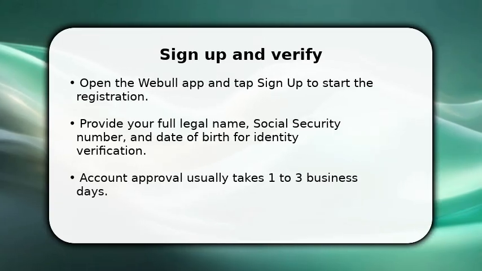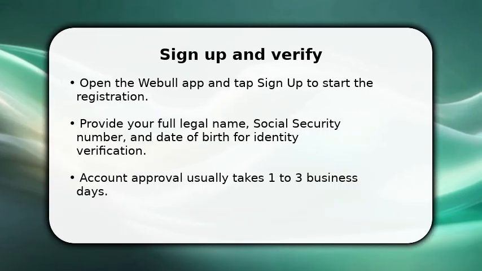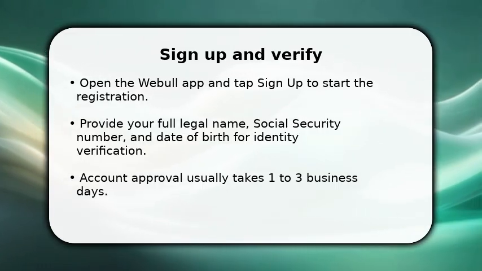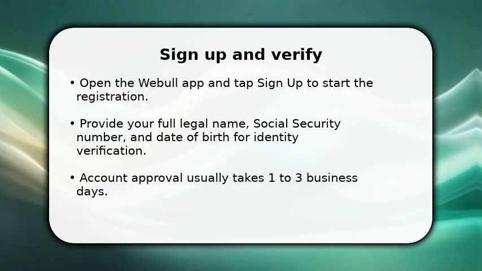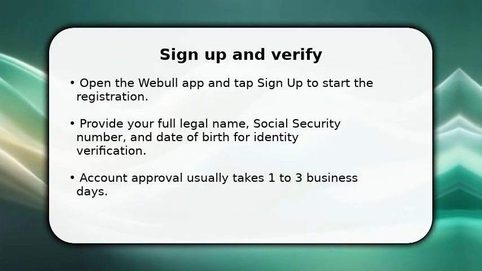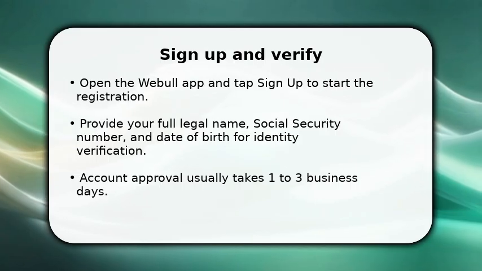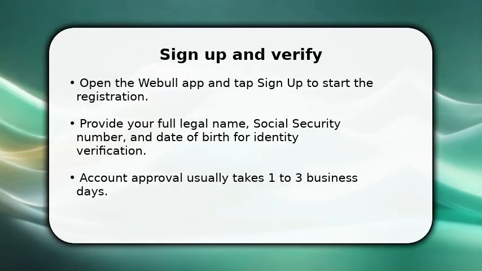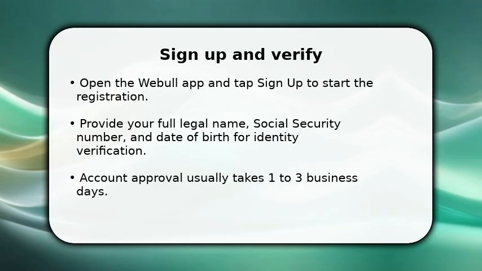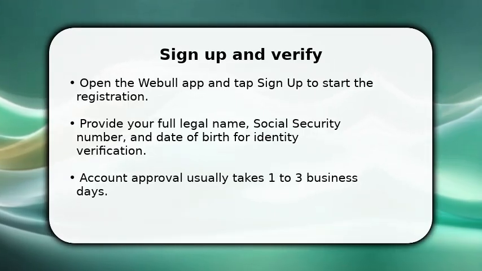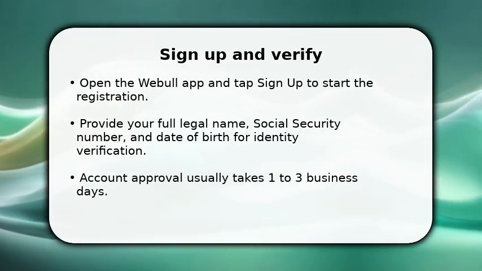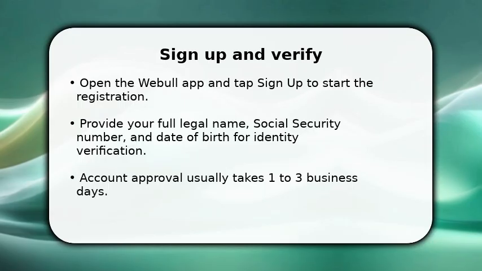Open the Webull app and tap Sign Up to start the registration. Follow the on-screen prompts to enter your email or phone, create a secure password, and accept terms. Provide your full legal name, social security number, and date of birth for identity verification, and upload a photo ID when requested. Complete the short financial questionnaire about income and investing experience.